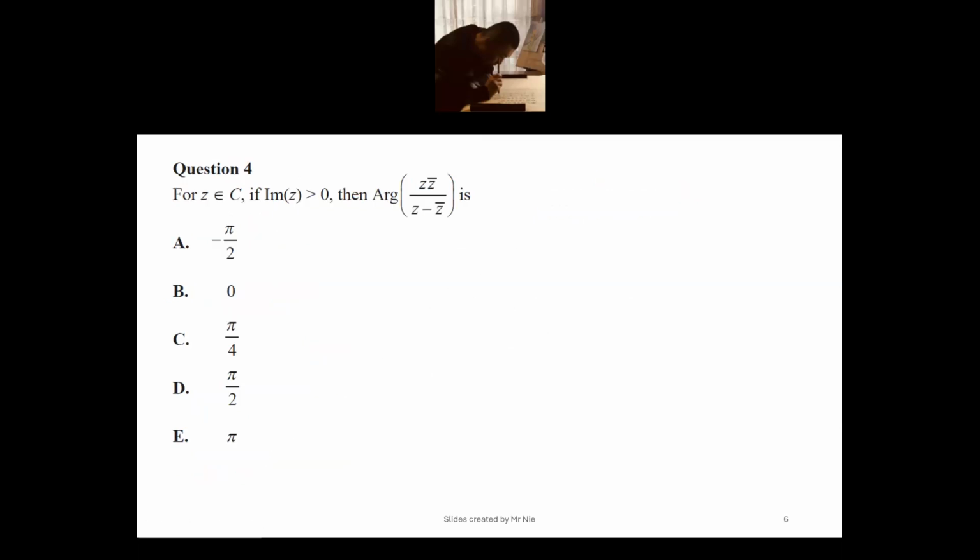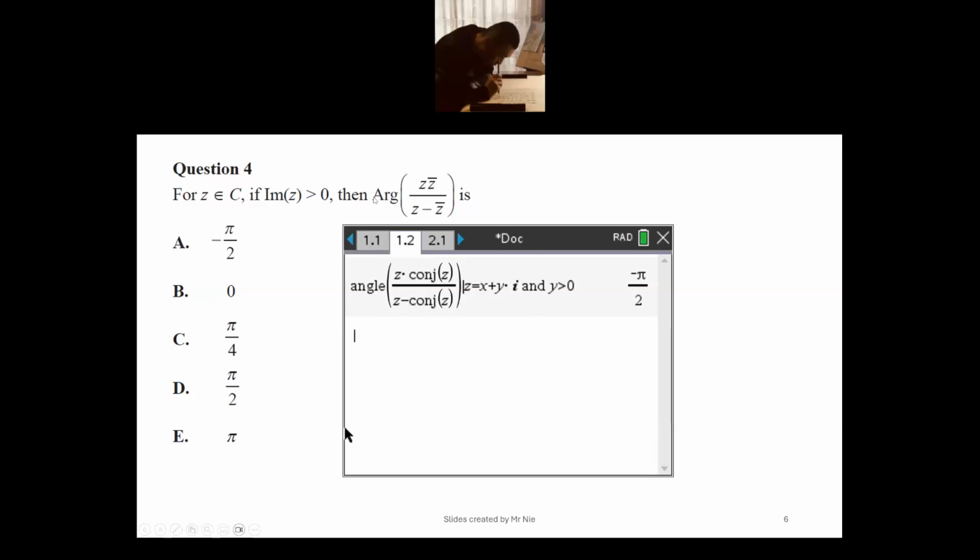Question 4: if you do this complex number question by hand, it will be a little bit time consuming. So I recognize z is x plus yi, and I will apply my CAS calculator. In my TI-Nspire, the argument is represented by the command angle, and the top is z times conjugate of z, the bottom is z minus conjugate of z. Don't forget the CAS calculator needs to recognize z is x plus yi, so you have to put that in as a constraint. And don't forget the imaginary part of z is the y here, so it's a value greater than 0. Therefore you will get minus half pi.